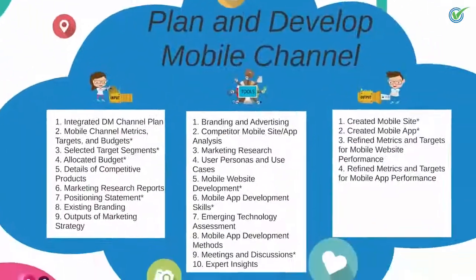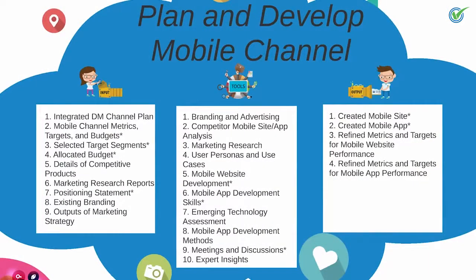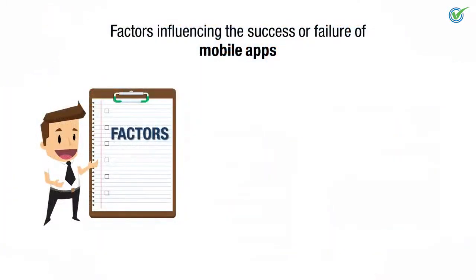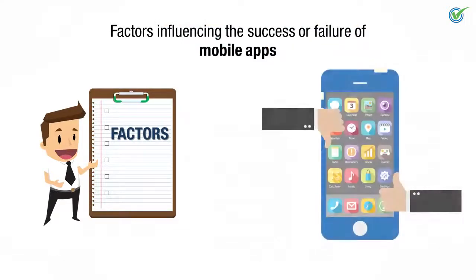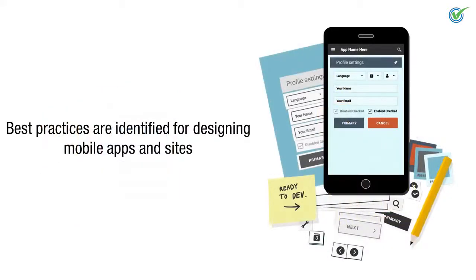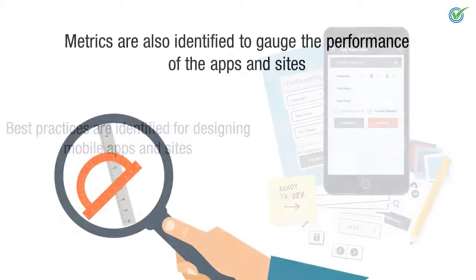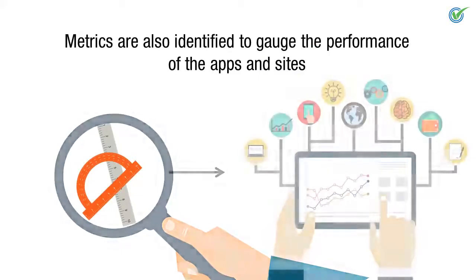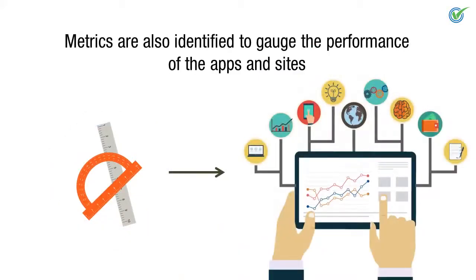Plan and develop mobile channel. In this process, the factors influencing the success or failure of mobile apps and mobile sites in helping the organization reach its corporate objectives are analyzed. Best practices are identified for the design of the organization's apps and sites, and the development is carried out. Metrics are also identified to gauge the performance of the apps and sites.